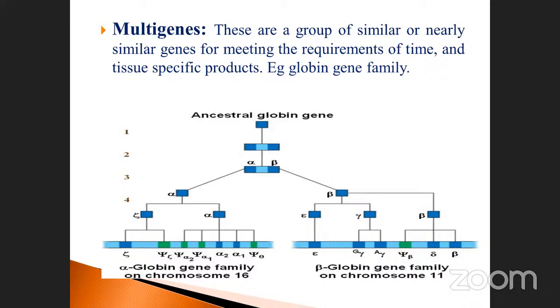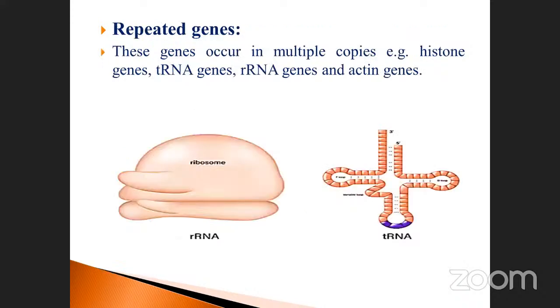This is another thing: repeated genes. What is the meaning of repeated? Repeated means again and again, multiple copies of genes. These genes occur in multiple copies, for example adenine, guanine, cytosine, whatever it may be; you can think about it yourself.